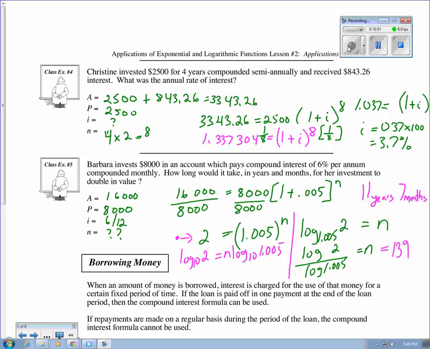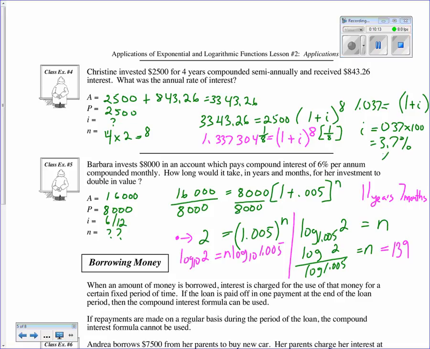So I've solved for my I, but remember that's my I for my semi-annual period. And I was having interest paid to me twice a year. So my annual rate of interest will be this number multiplied by 2, which is 7.4%, my annual rate of interest.